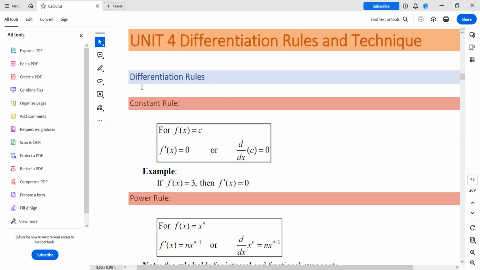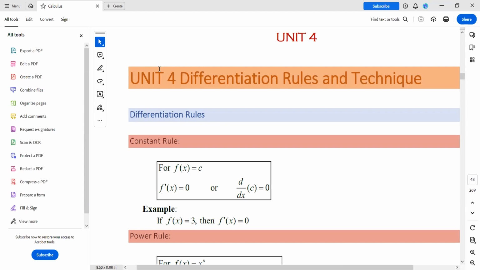Hi guys, this week I'm going to be talking about calculus, which is differentiation rules and techniques.